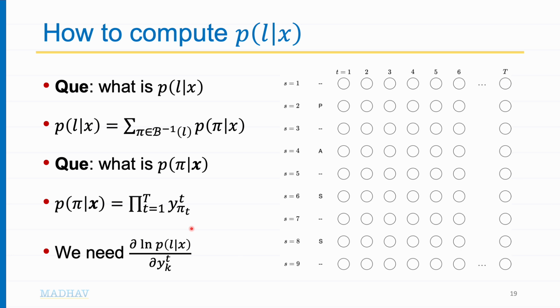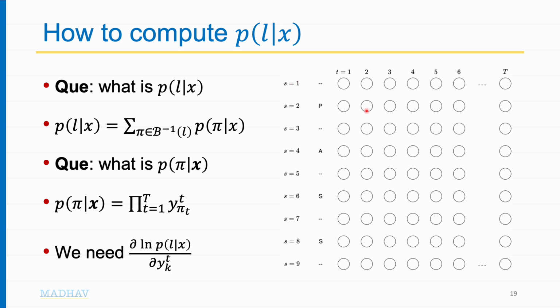We know what p(l|x) is. Now, how do we differentiate it with respect to y_t^k? Intuitively thinking, let's say y_t^k is some neuron. Let's say at t equal to 2, k equal to p, I'm interested in this neuron.